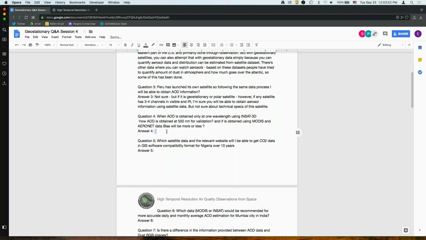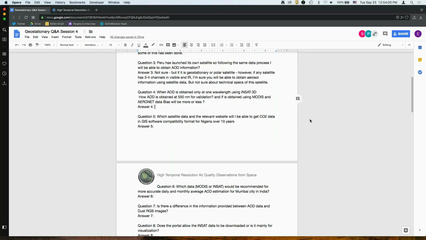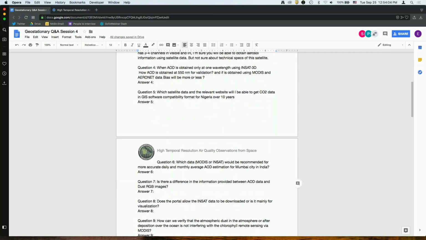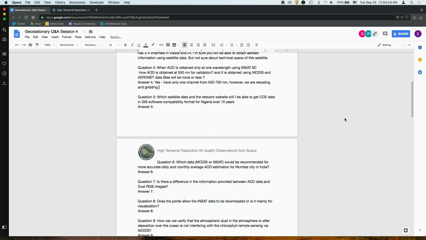Fourth question is, when the AOD is only at one wavelength using INSAT 3D, how is AOD obtained at 555 nanometer for validation, and if it is obtained using MODIS and AeroNet, the data bias will be more or less. Yeah, actually, you are correct. We are having only one channel, which is starting from 500 to 700 nanometers. However, we are rescaling. We are generating the AOD at the midpoint of this wavelength. But using models, one can always convert the AOD at around 670 nanometers to 550 nanometers.